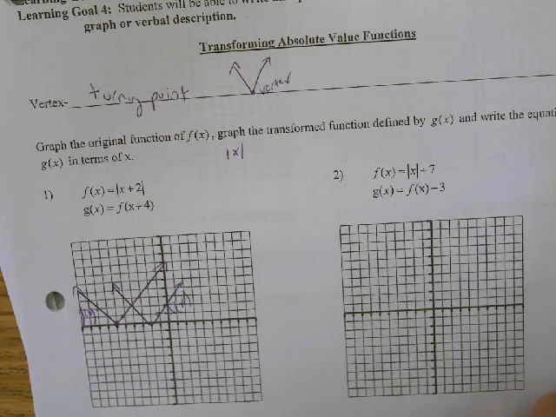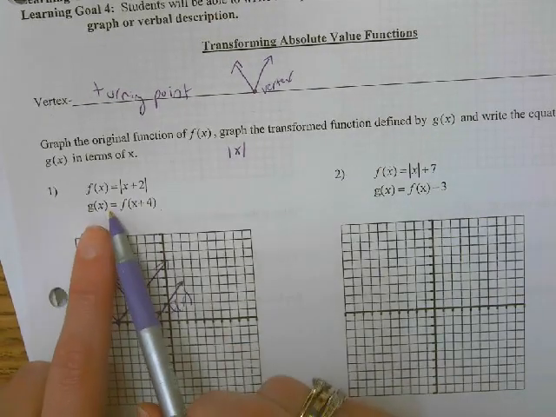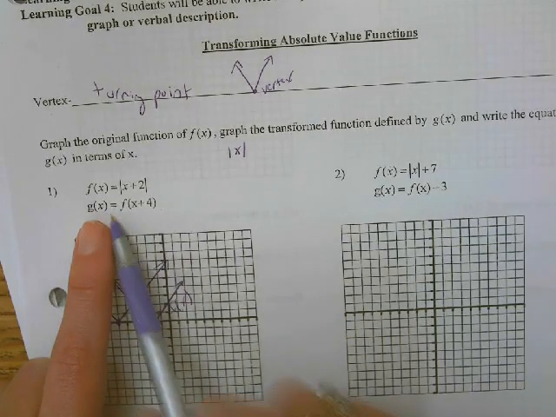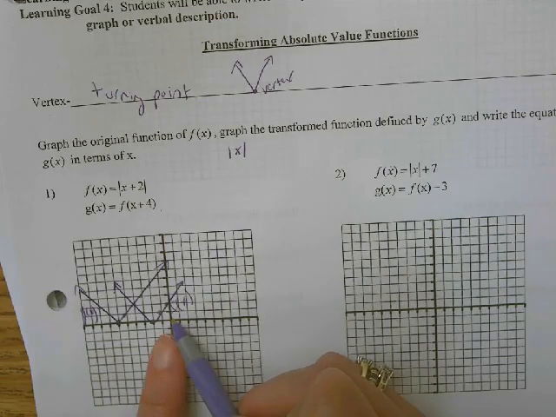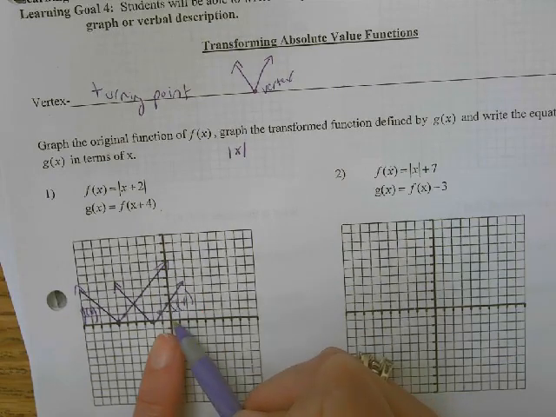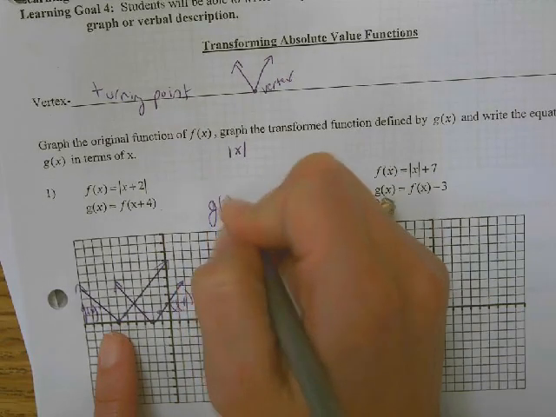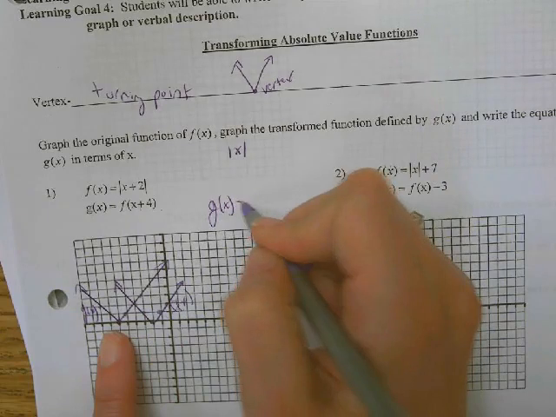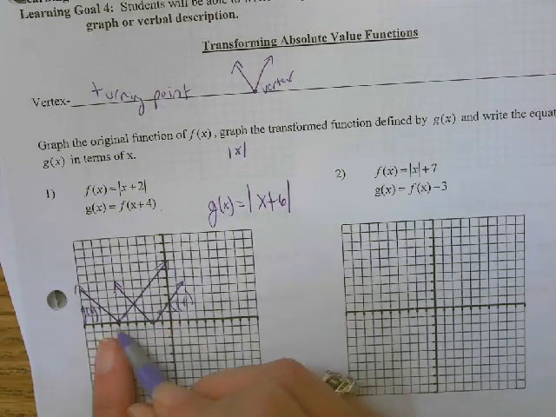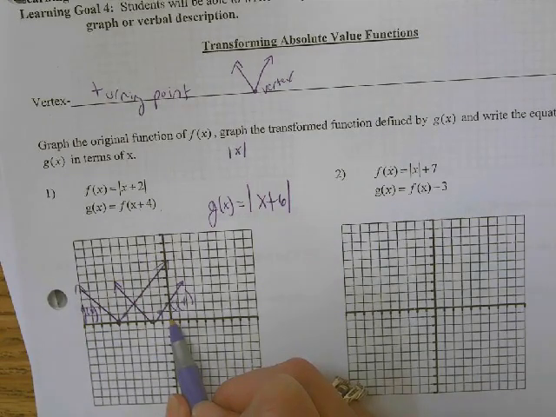Okay? So now the second part says to write g of x in just terms of x. So right now this g of x is written in terms of f of x, or based on f of x. So now they're saying let g of x stand on its own. So if my parent function, absolute value of x, was here, it moved over 1, 2, 3, 4, 5, 6 to the left. So if it was going to be a standalone function without building off of f of x, then g of x would be the absolute value of x plus 6, because the vertex went 6 left from its original position at the origin.